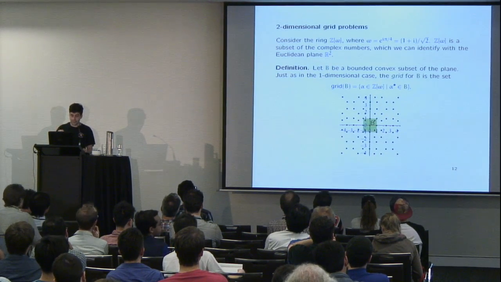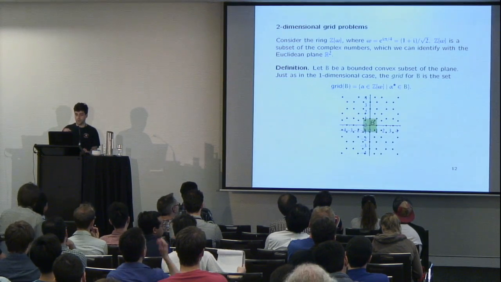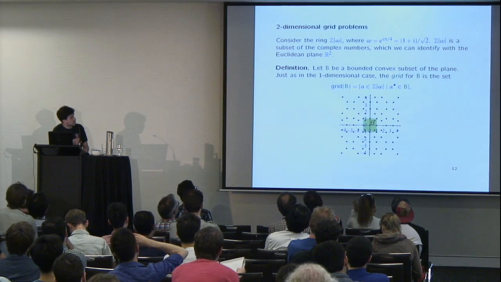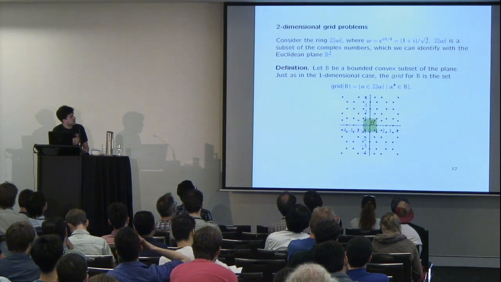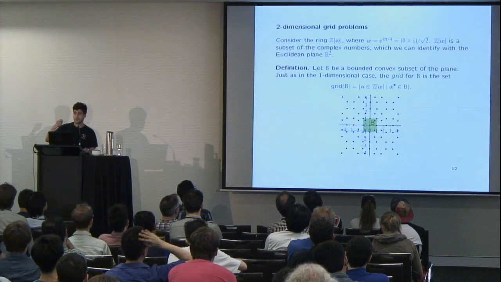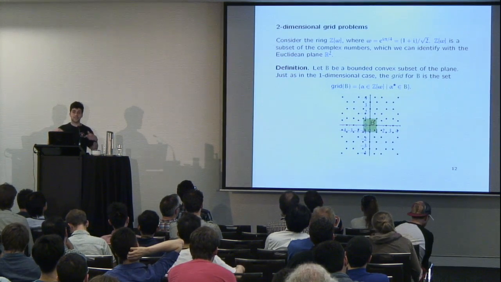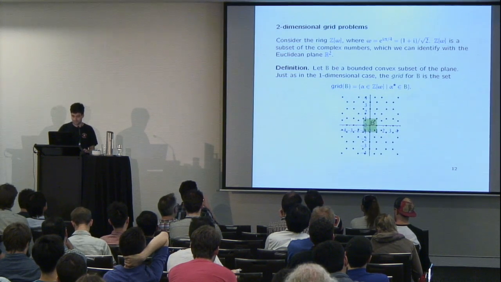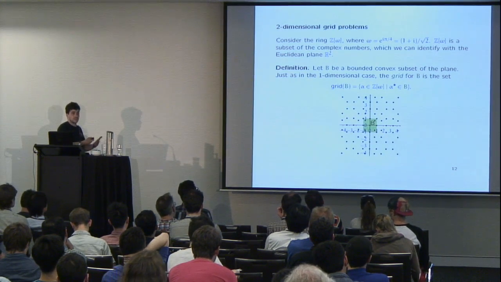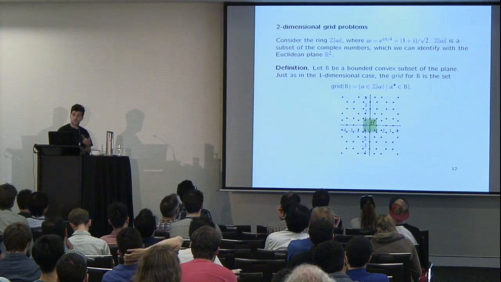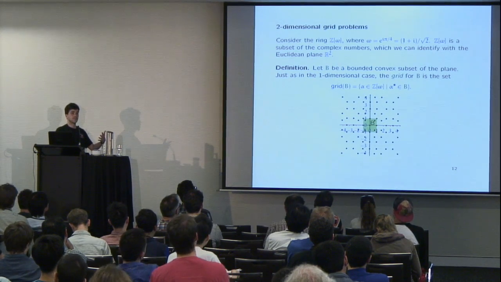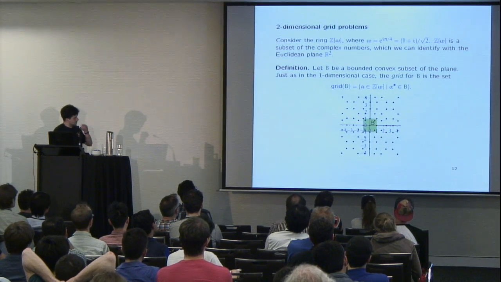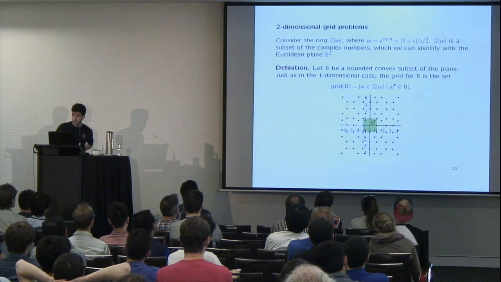What we consider here, instead of the ring Z[√2], is the ring Z[ω], where ω is e^(iπ/4). This contains root 2, but is this time a subset of the complex numbers, and we think of them as the Euclidean plane. And then we want to generalize this notion of grid problem. So the first thing to do is extend the bullet operation from Z[√2] to Z[ω]. And then, given this, we extend the notion of a problem.